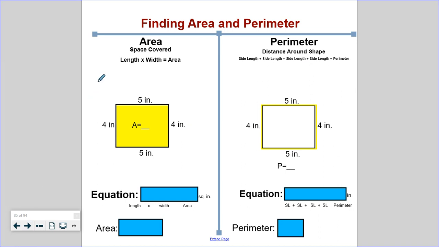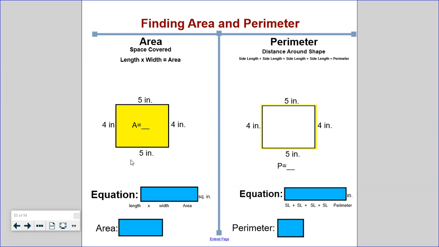Okay, let's look at a different rectangle this time. I'm going to go ahead and move back. So this rectangle is 5 inches long and 4 inches wide. Same rectangles, but on this one we are finding the area, which is this middle highlighted part. And over here we're going to find the perimeter, which is a different measurement, the length around the outside.